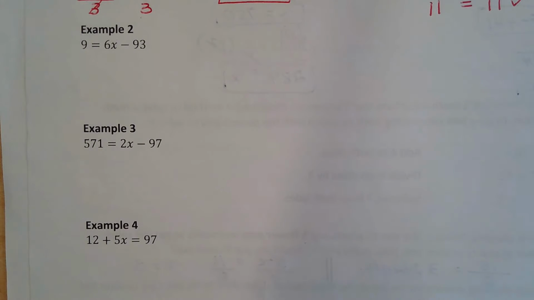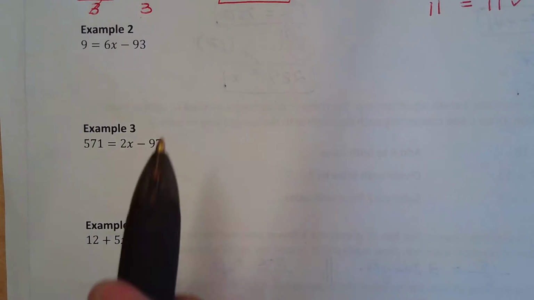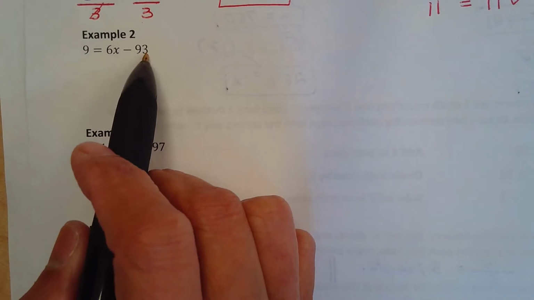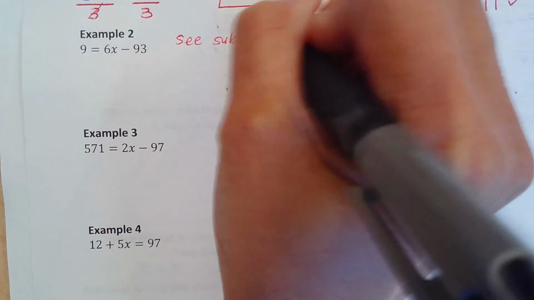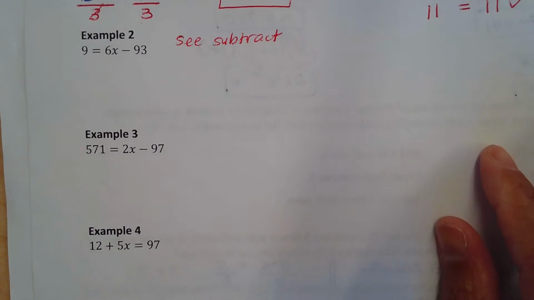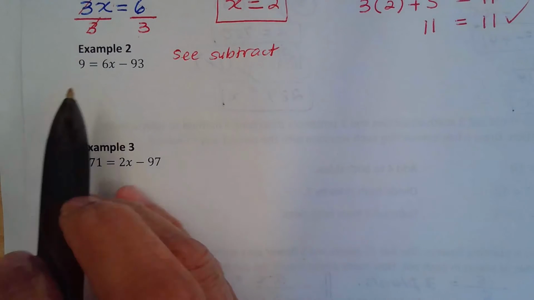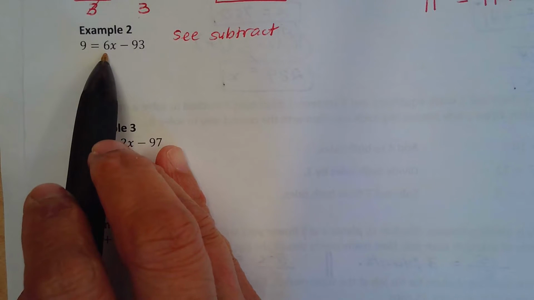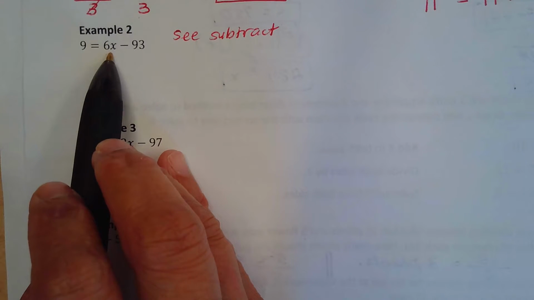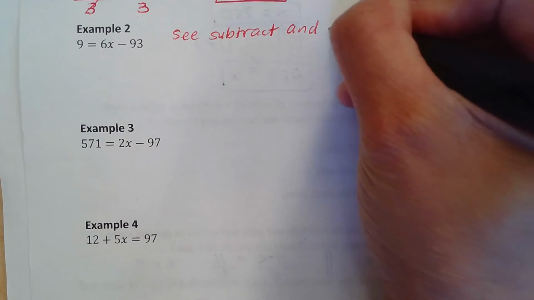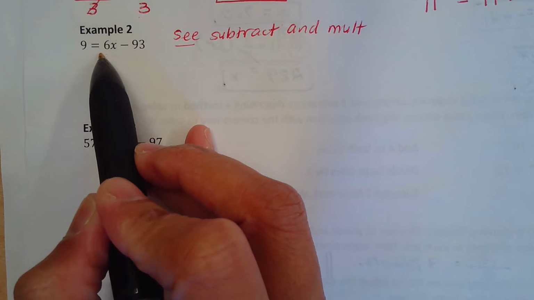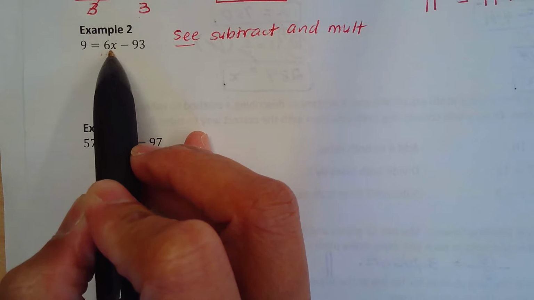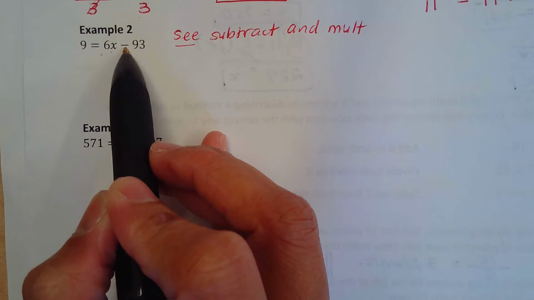Let's try example number 2. What do you see happen on the side where x is? Subtraction, and what else? 6 times x, so that means multiply there, right? So this is what we see: 6 times x, so that's multiply, minus, which is subtract, 93.